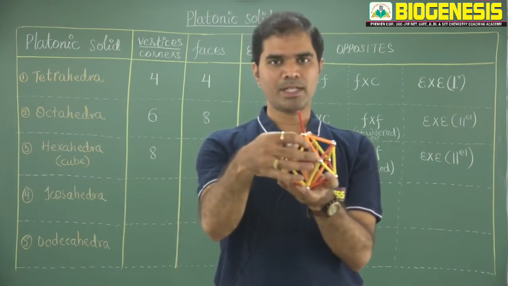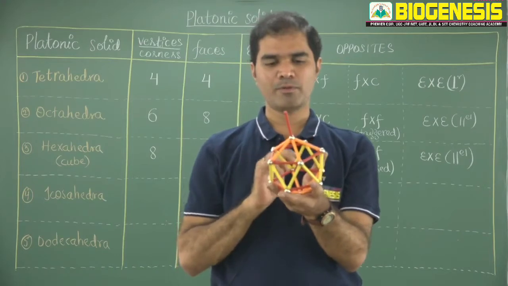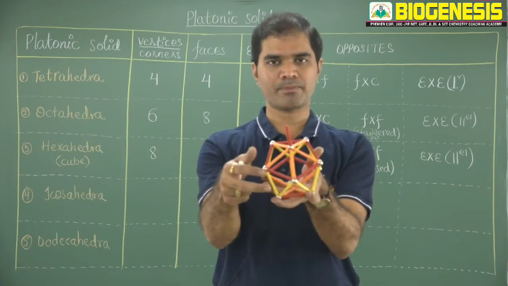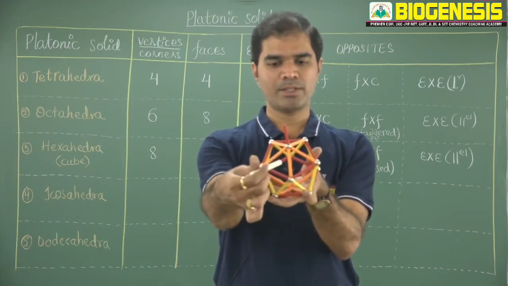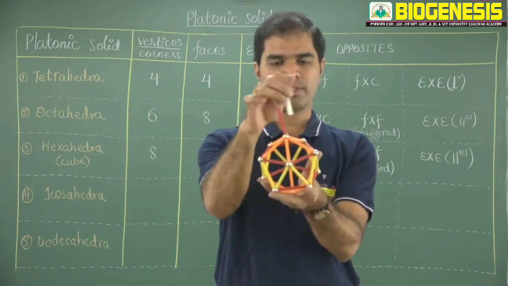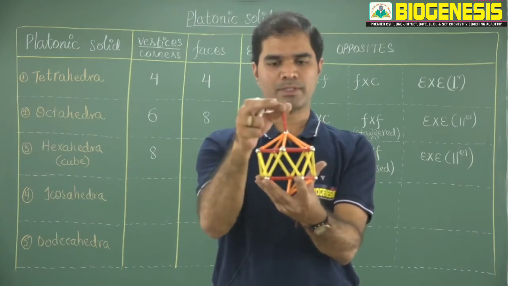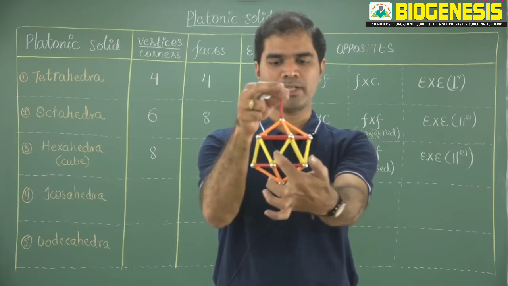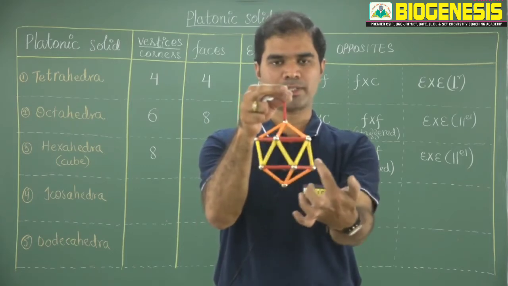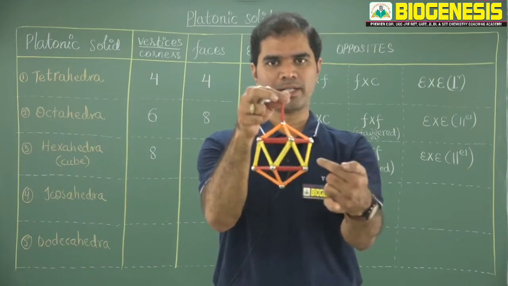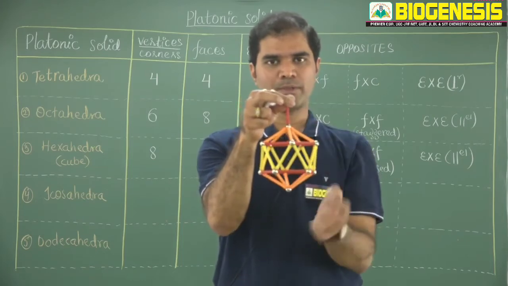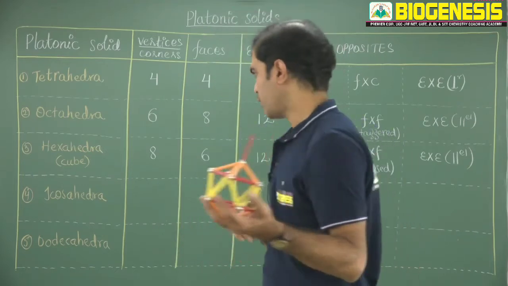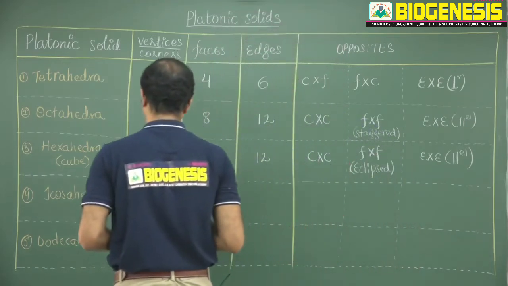Then coming to the triangular faces. How many triangular faces are there? You can check above are 5. I am just showing you this way. If this is 1, 2, 3, 4, 5. Above are 5 triangular faces. Below will be 5 triangular faces. And in between it will be altogether 10 triangular faces. 5 above, 5 below and 10 in between. Altogether there are 20 triangular faces.